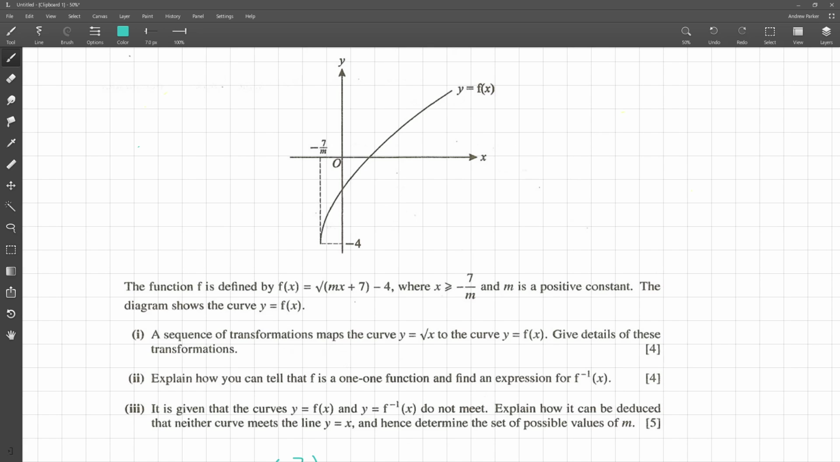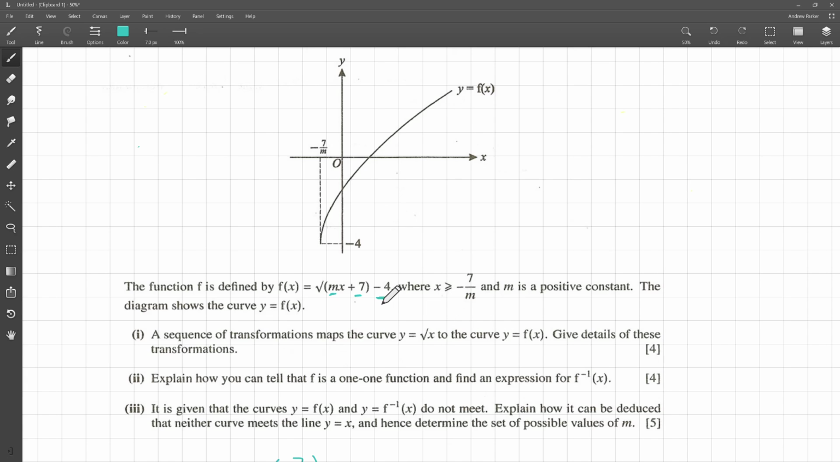And first of all, we need to give a sequence of transformations that maps the curve y equals root x onto this curve. And so we actually have 3 transformations going on here. We're multiplying x by m, so we've got a stretch in the x direction. The plus 7 here is giving us a translation in the x direction, and the minus 4 is giving us a translation in the y direction.